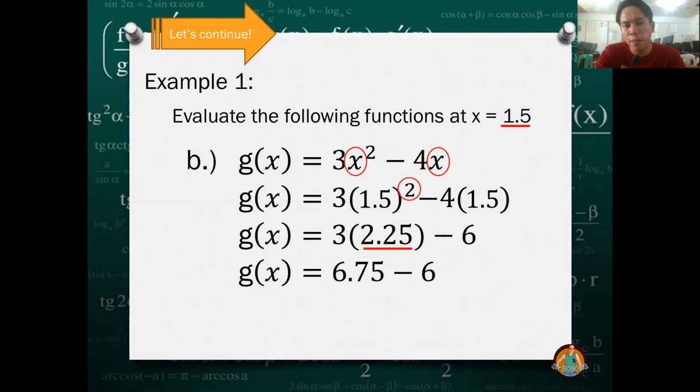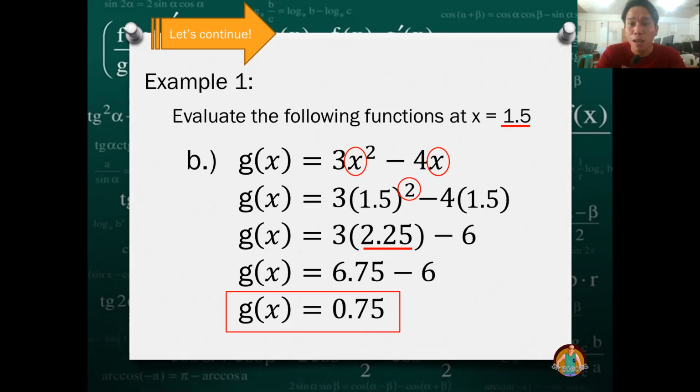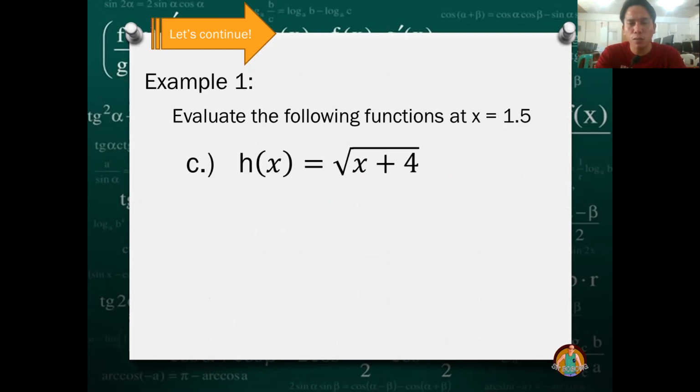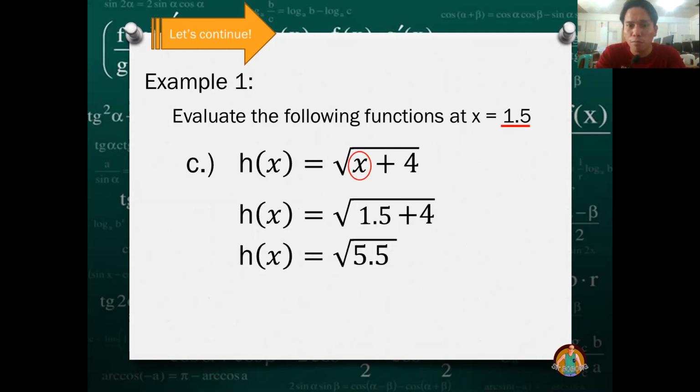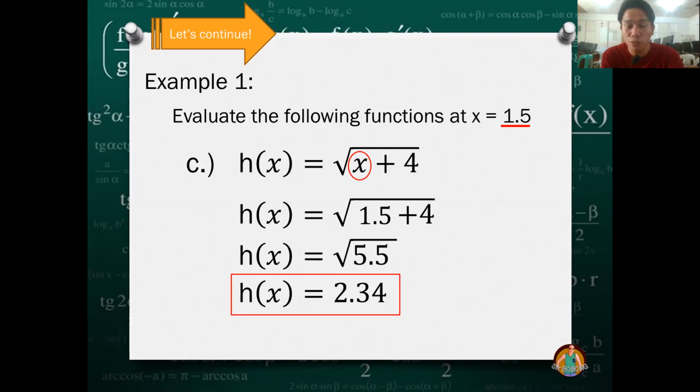So 6.75 minus 6 will give us 0.75, and that will be the value of our y. Okay? Next, let's continue. H of x is equal to the square root of x plus 4. So yung x natin, papalitan ulit natin ng 1.5. 1.5 plus 4 will give us 5.5. So square root of 5.5. You can use your calculator. Pwede mong gamitin. Square root of 5.5 will give us 2.34, and that will be the value of our h of x or y.